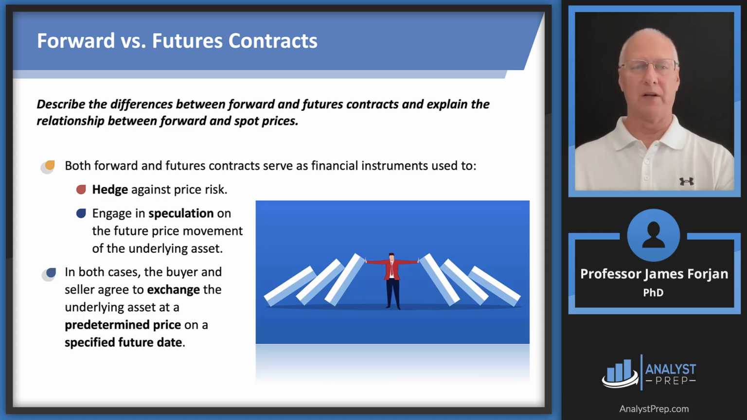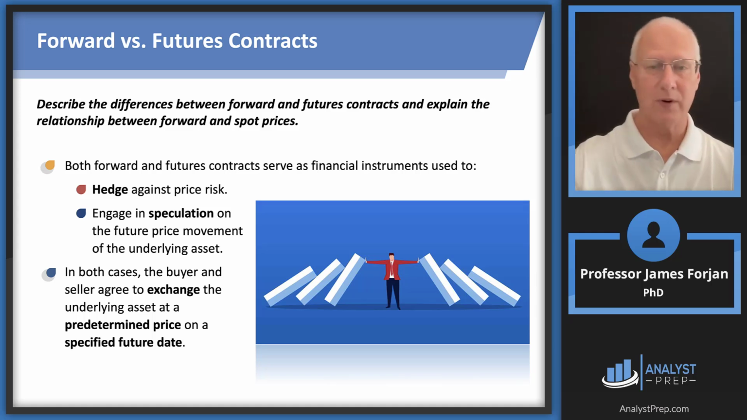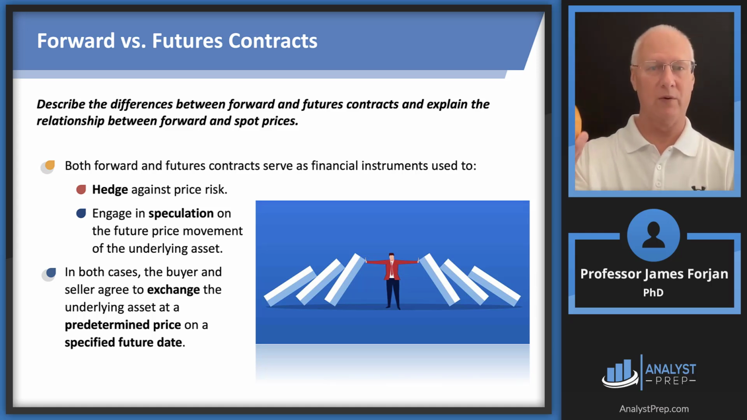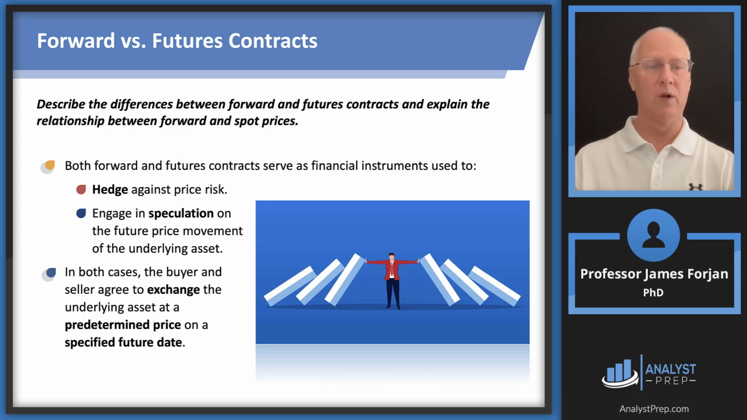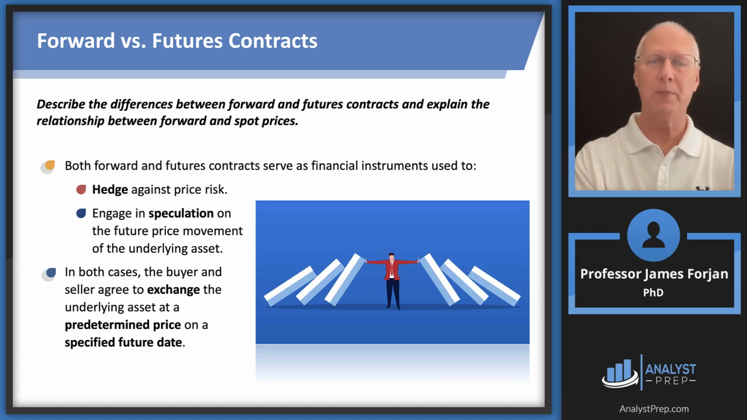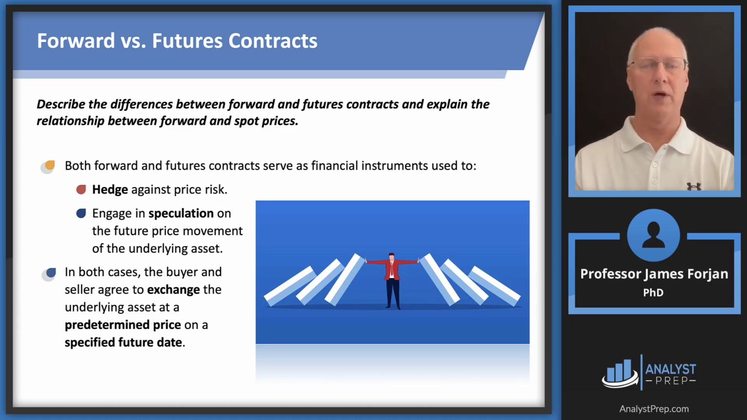How about the second part there? Explain the relationship between forward and spot prices. Well, that's what I said earlier. What was the spot price of this? That was $1. What was the forward price? Well, that was the $1.20. See, I told you to pay attention early on, and that would lead you to success in understanding these learning objectives.